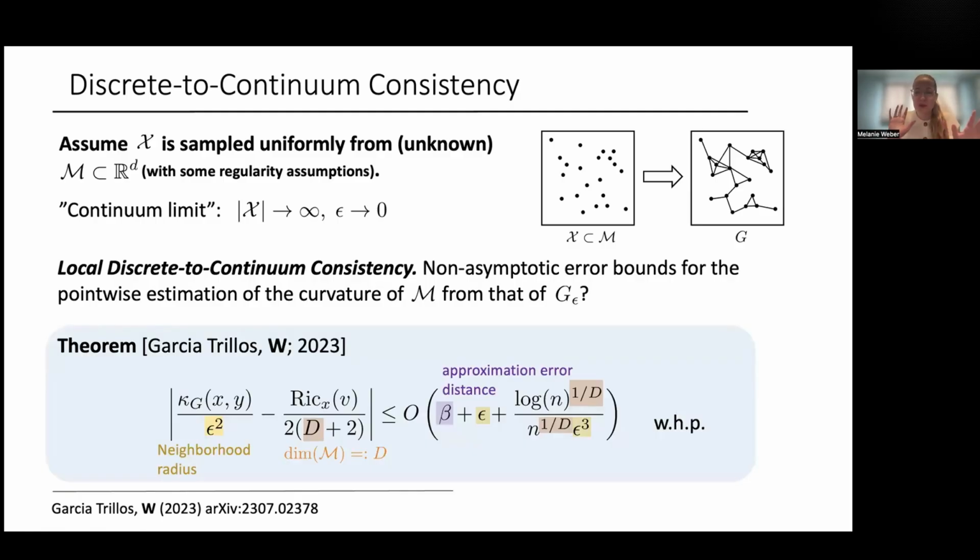We show two types of consistency results. We first show that in a local sense, we can locally approximate the curvature in the neighborhood of a point on the data manifold. We can do this not only in the continuum limit, but in fact we can give non-asymptotic error bounds. So we can specify to what accuracy we can approximate the true Ricci curvature for a sample of size n.